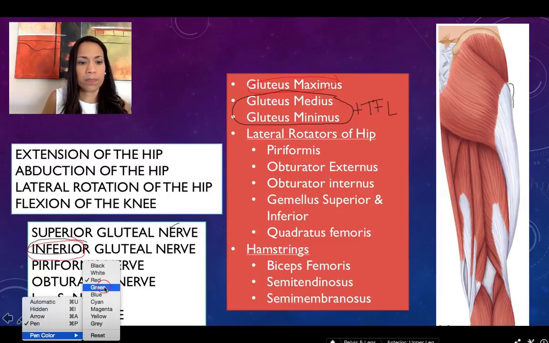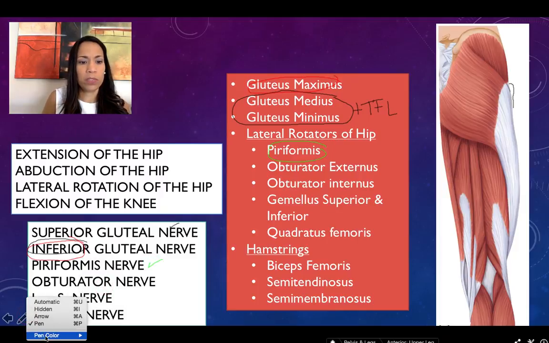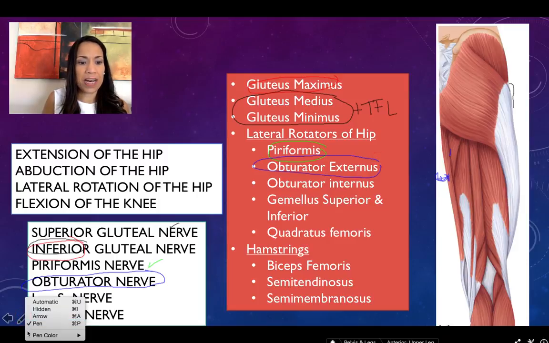Now, the piriformis, easy, just the piriformis, the lateral rotator. The obturator nerve, well, we know it innervates the medial compartment of your thigh, about here, well, the gracilis and all the muscles in here. This is the adductor magnus. But from this list, the obturator externus, okay? L5S1 is going to innervate the rest of the lateral rotators, which is obturator internus, both gemellus and quadratus.